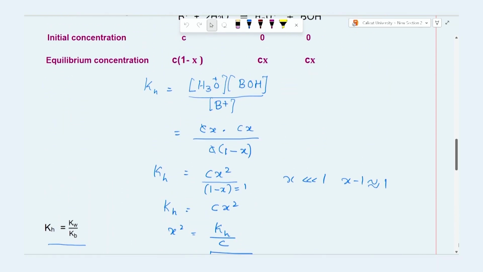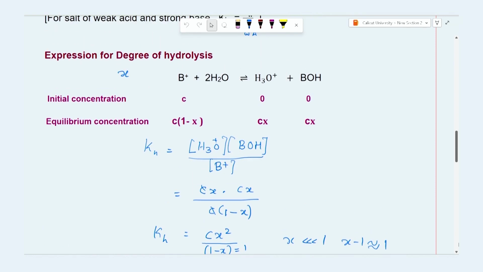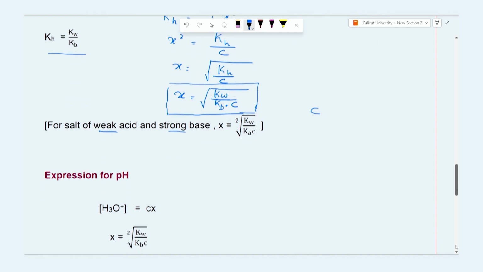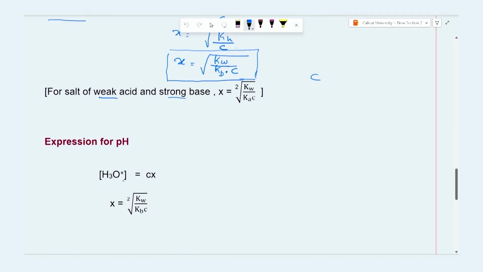Before going to the expression of pH, we should note that from this expression the concentration of H3O plus is Cx. Because we want pH, if the concentration of H3O plus is available, you can get pH from that. So, H3O plus concentration is equal to C into x, but x for this is square root of Kw by Kb into C. So, I am going to substitute for that.